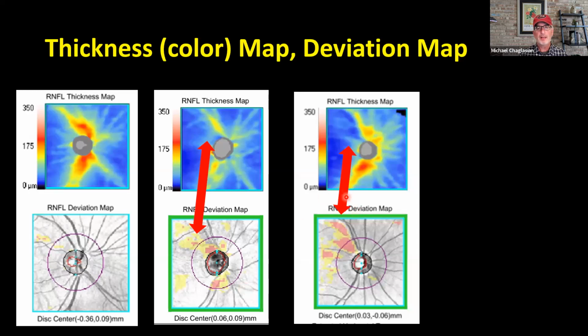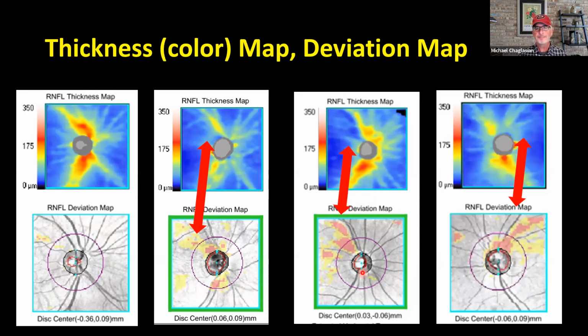Here again is a classic superior temporal nerve fiber layer bundle defect seen both on the thickness map, sometimes seen on the deviation map. And as Joe showed you earlier, use both of them together because they don't always show you what you think you should be seeing or need to see.